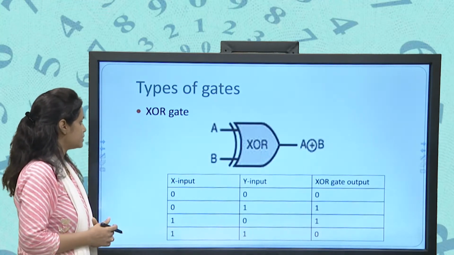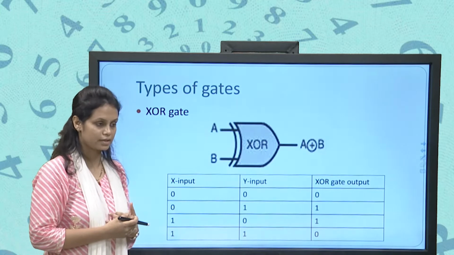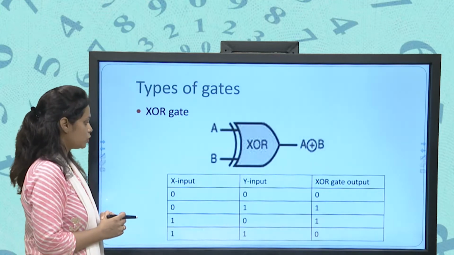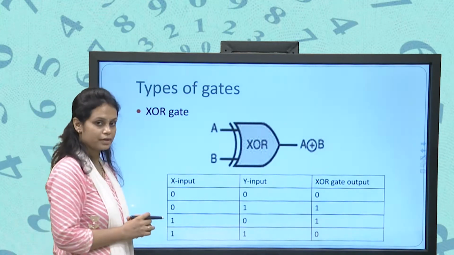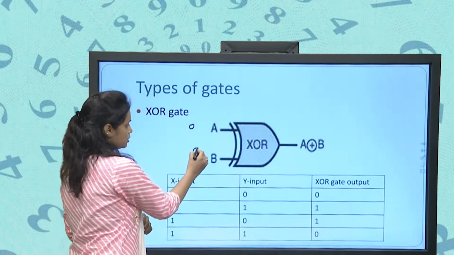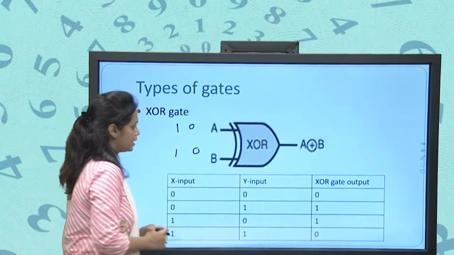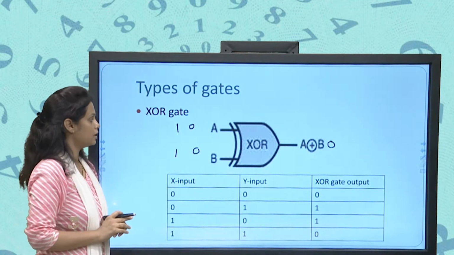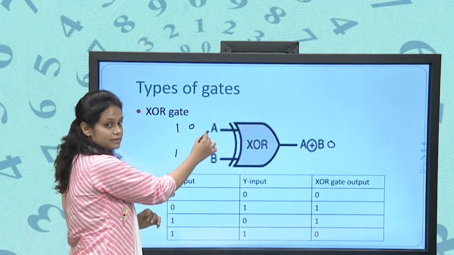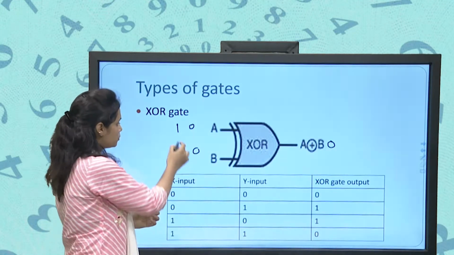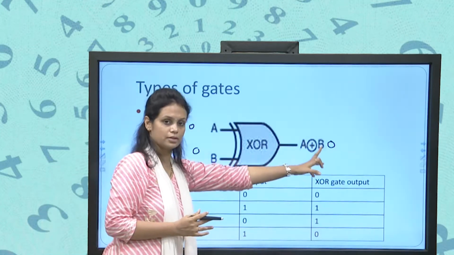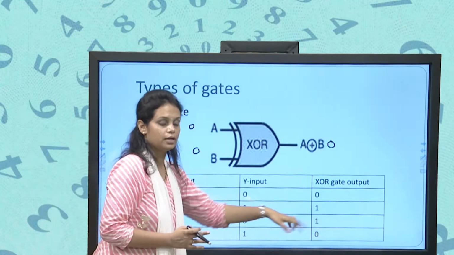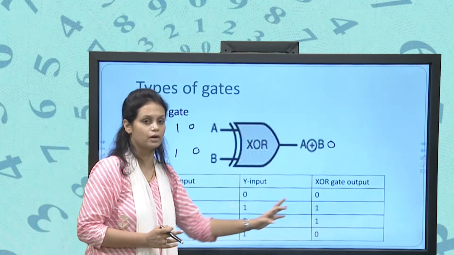Okay. Next is the XOR gate. What is the XOR gate? We have seen in the previous lecture the procedure behind the XOR gate. If your two inputs are the same, then the output is 0. That means, if your inputs are 0 0 or 1 1, then the output is 0, otherwise your output is 1. If your input is 0 1, then the output is 1. If your input is 1 0, then also the output is 1.